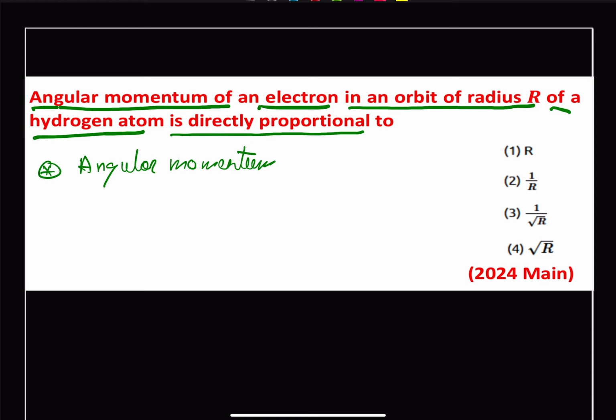Angular momentum of electron. Suppose our L is equal to n multiplied by h quantized, or we can write this as n h upon 2 pi. Here n is our principal quantum number and h is our Planck's constant.